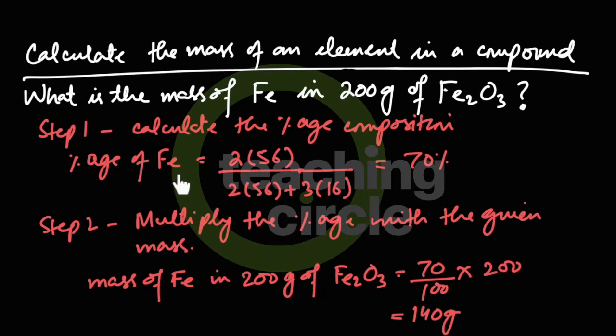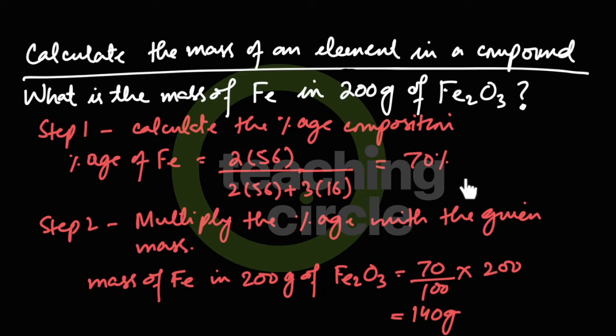So here the percentage of iron would be, there's 2 atoms of iron, so 2 into 56, divided by the total molecular mass, which would be, it has 2 iron atoms plus 3 into 16, and you get 70%. And this is something that we calculated in the previous question as well, so we're using the same compound.